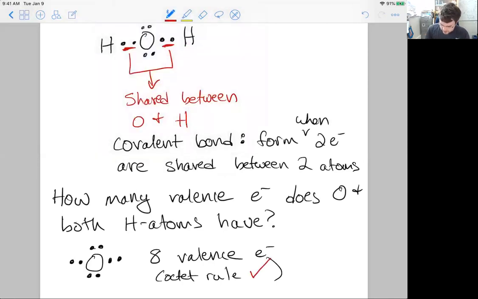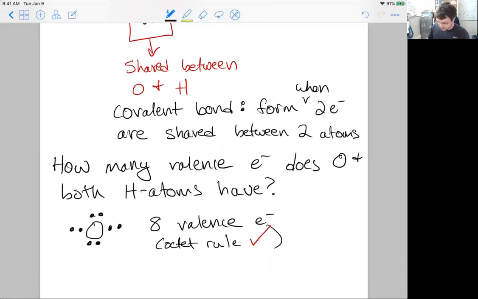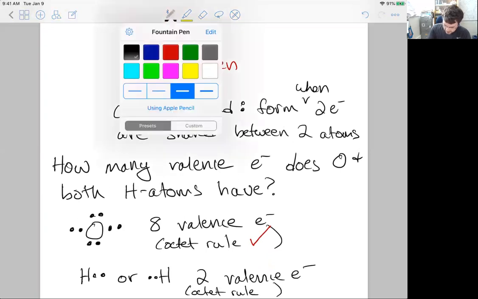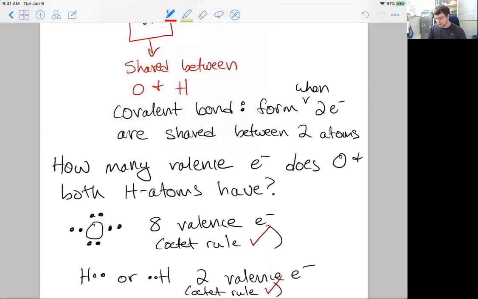And many of you might recognize the oct prefix of octet and start to think the number 8, and that's okay. It works in a lot of cases, but remember that helium is also a noble element. And so if we look at this hydrogen or the other hydrogen, we now have 2 valence electrons. And the octet rule is also satisfied. That is, we've got enough electrons so that we have the same electron configuration as a noble element.